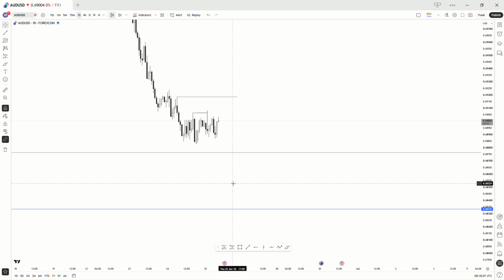On EURUSD, I'm bullish. On GBPUSD, I'm also bullish. And I think AUDUSD will also follow them because they are like pairs. And I believe we can see some moves happen right now.